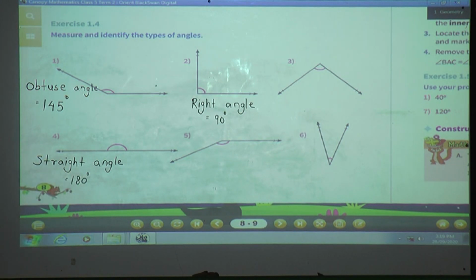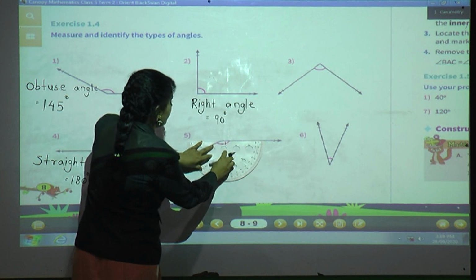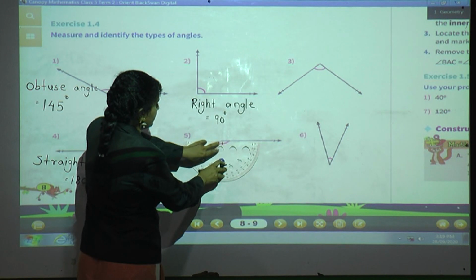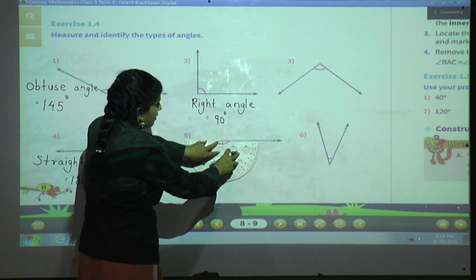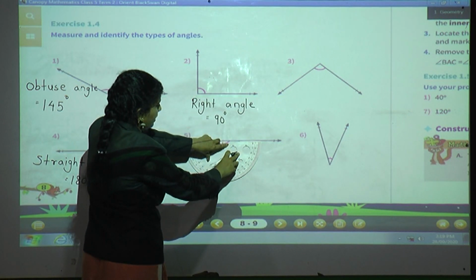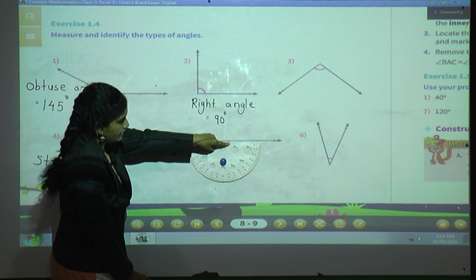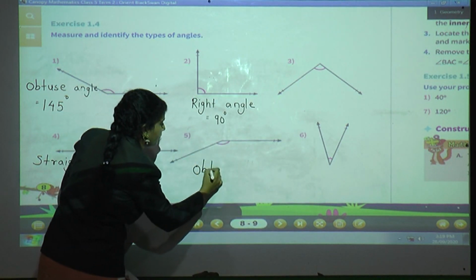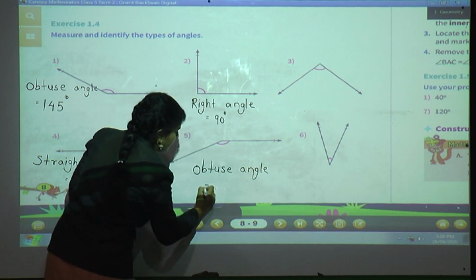Now fifth one. See students, place your protractor on the ray, and see the arrow is on the right side, so use which scale? Use your inner scale, and it is an obtuse angle, and the answer is 150 degree.